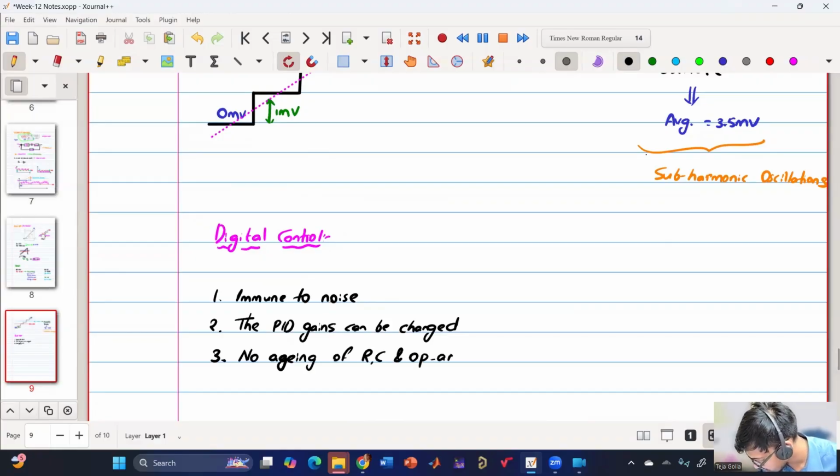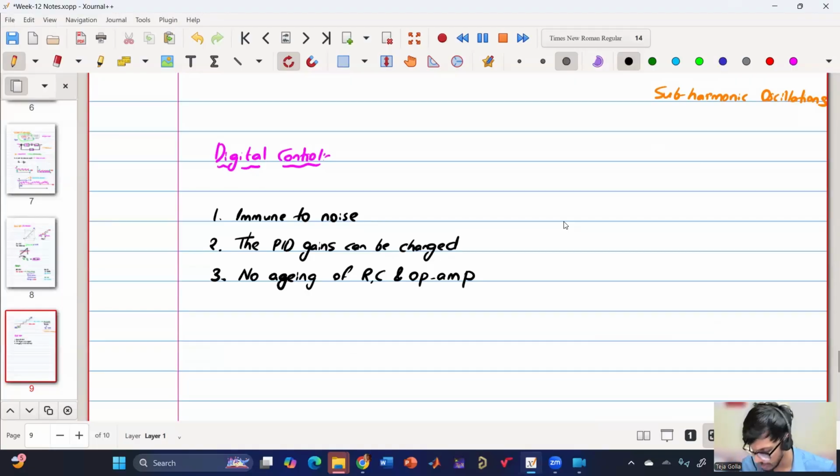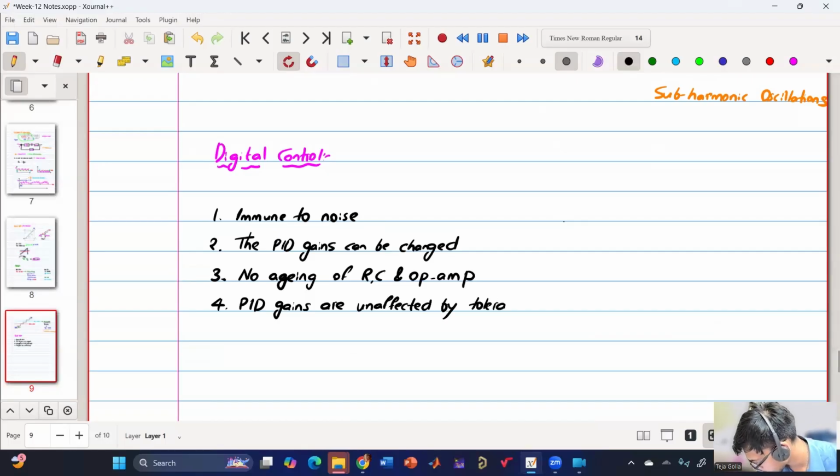So we can use an FPGA or a microcontroller. Everything is inside, so there is no aging. Say the R value will change, the C value will change; that will affect the PID gains. Here the PID gains are unaffected by the tolerance of resistance or capacitance. Even if the resistance and capacitance change, here there are no resistance and capacitance. It's a digital number in the FPGA or microcontroller, so there is no headache as such.